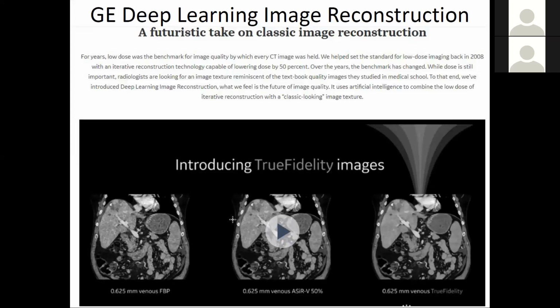But let's look for a moment at how deep learning is being sold. GE is saying low dose was the benchmark for image quality, right? Then they said they used iterative image reconstruction to lower dose by 50%, but it didn't have the right texture. What's the right texture? The texture is the way it used to be when you had really high signal-to-noise. Now, that's not totally true, because it still had some artifacts and whatnot. But at some point you have to please the customer on these things. They have to market these things.